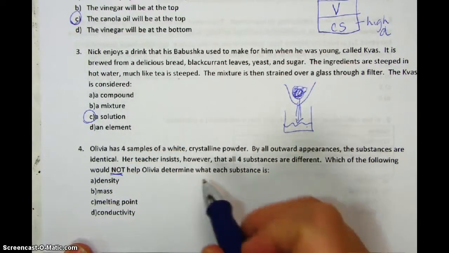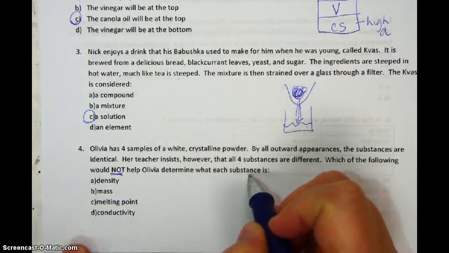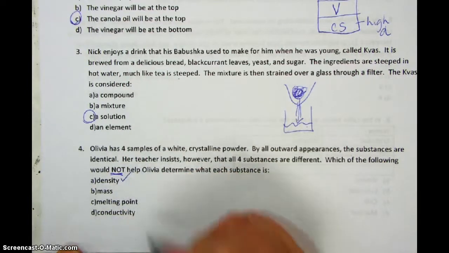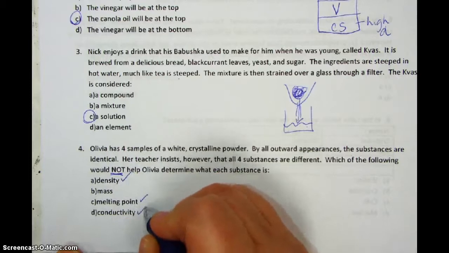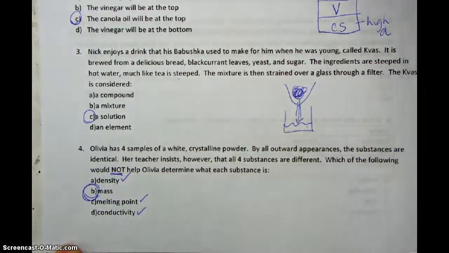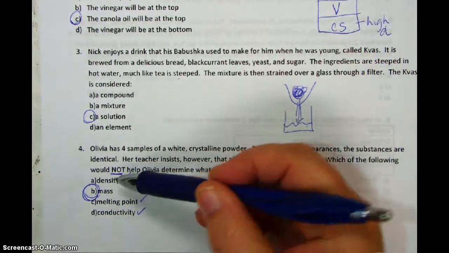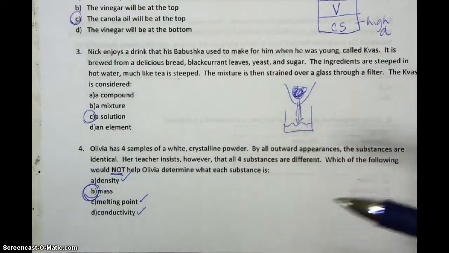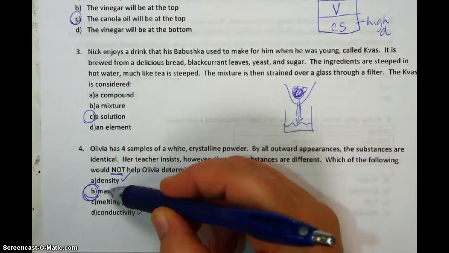Now, you need to remember the physical properties that can identify a substance. You can identify a substance by its density, by its melting point, and by its conductivity. You won't be able to identify it by its mass, because if you change the mass of a substance, it doesn't change what the substance is. If you change the density, it's going to be a different substance. If the melting point is different, it's going to be a different substance. So she couldn't tell which ones are by mass.